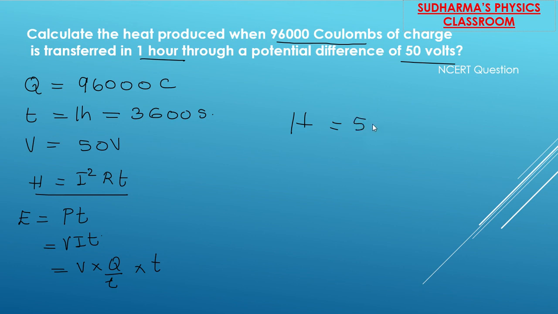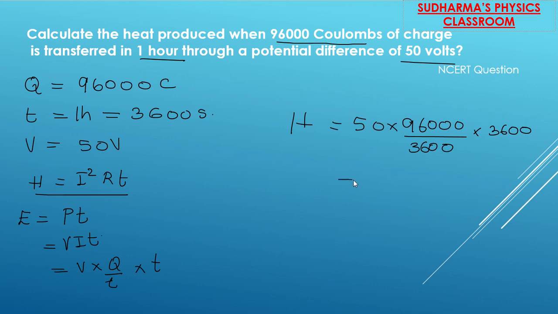V is equal to 50 and Q is 96,000 divided by time is 3,600, right? 3,600 into time. What is time here? Again 3,600. So what we have done is, instead of using the formula H equals I squared RT, I have taken H, or energy, is equal to power into time according to the values given in the question. This makes the calculation simple. That is why I have taken this formula.